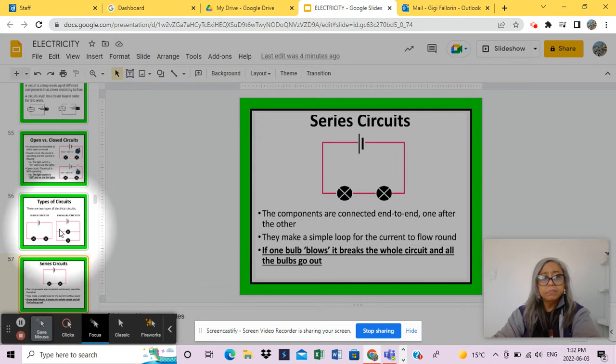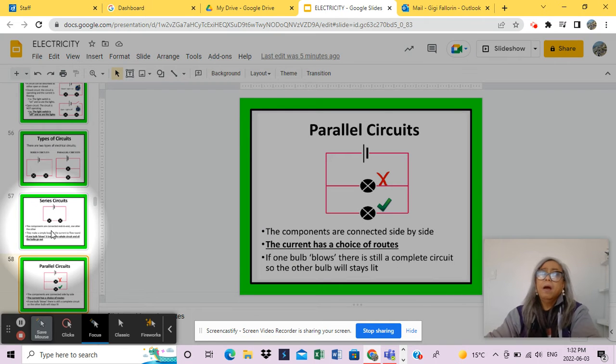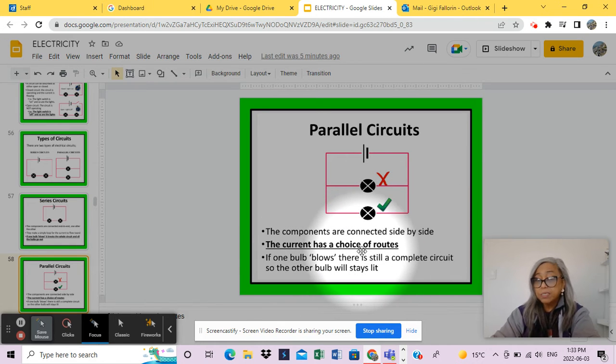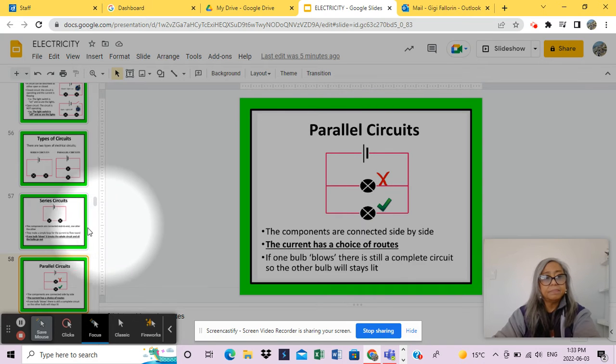would go out, right? So in a parallel circuit, the components are connected side by side and the current has a choice of routes or pathways. So if one bulb blows, there is still a complete circuit, so the other bulb will stay lit, which makes sense, right? So notice it goes from here, it encounters that, then the bulb will not light up. But from here to this one, yes, you can have light.